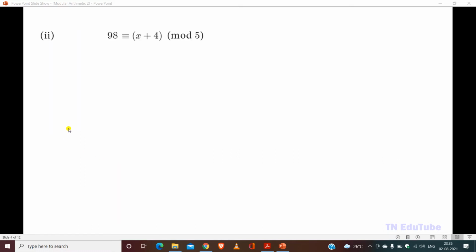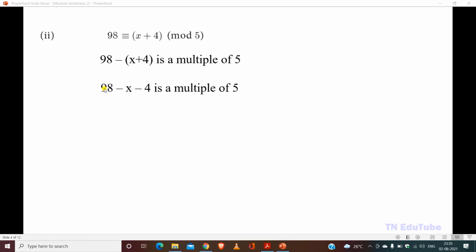The next question, 98 congruent to x plus 4 mod 5. You take this on left hand side. So 98 minus (x plus 4) is a multiple of 5. Then remove the bracket. So you get 98 minus x minus 4 is a multiple of 5. Then 98 minus 4, you get 94 minus x is a multiple of 5.